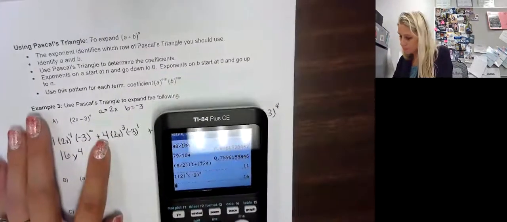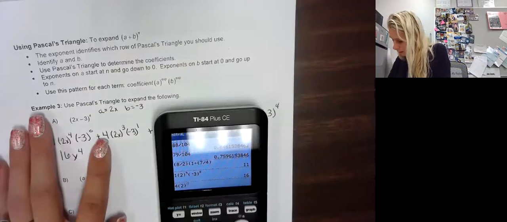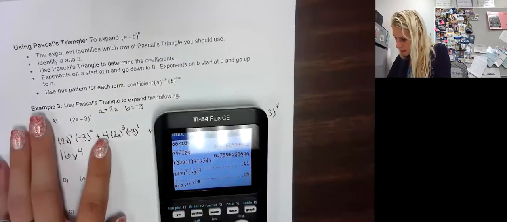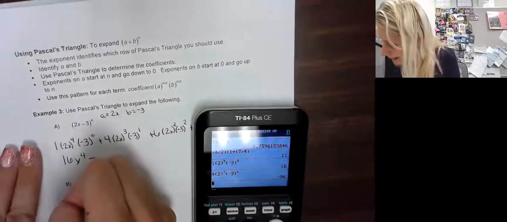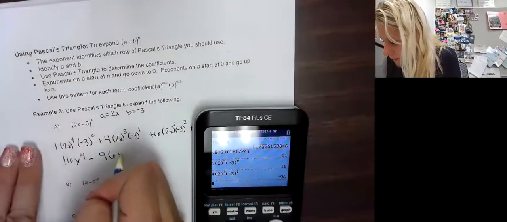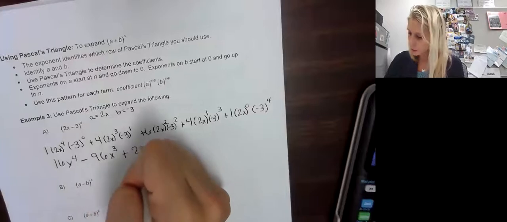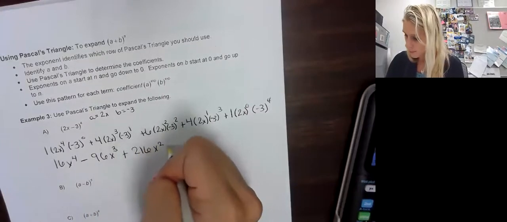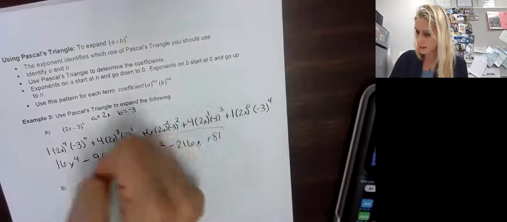All right, let's do our next one. We have 4 times 2 to the third times -3. Oops, I didn't go down. To the third times -3 to the first. And what do you know? There is our negative. So it's -96. I look at my variables. I have x cubed. Now, when you keep doing that, you'll end up with 216 x squared minus 216 x plus 81, and that is our answer.